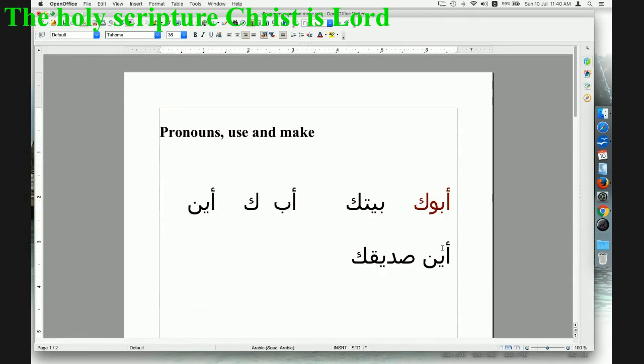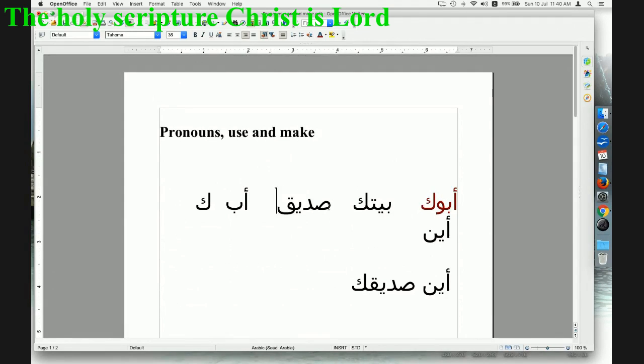So the original word is, we write it up here, صديق. By adding the letter ka at the end, that makes it your friend. صديقك. So صديق by itself is a friend, with ka attached to it, that made it your friend.